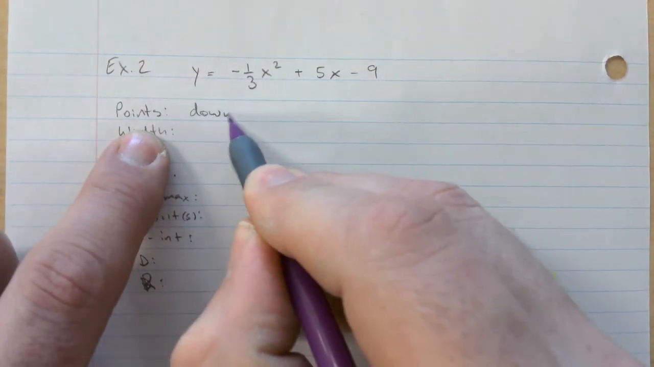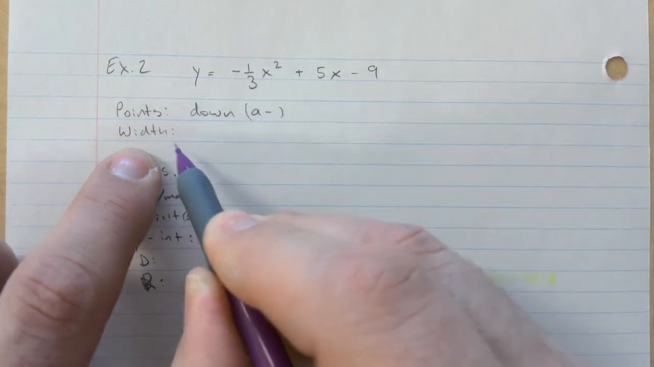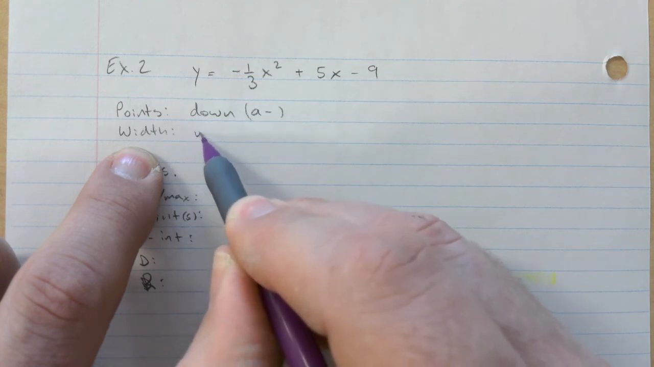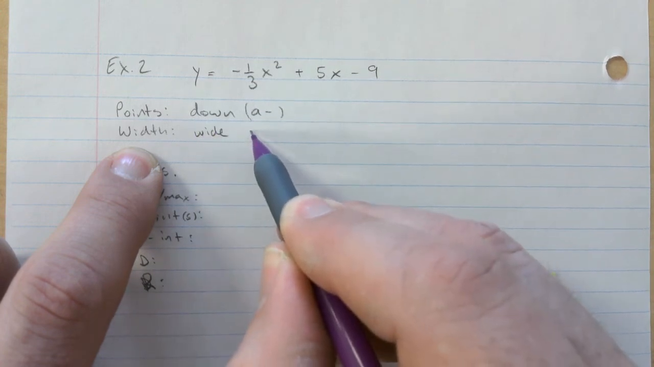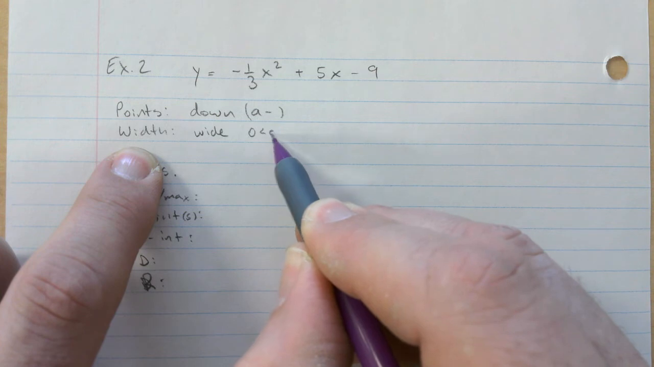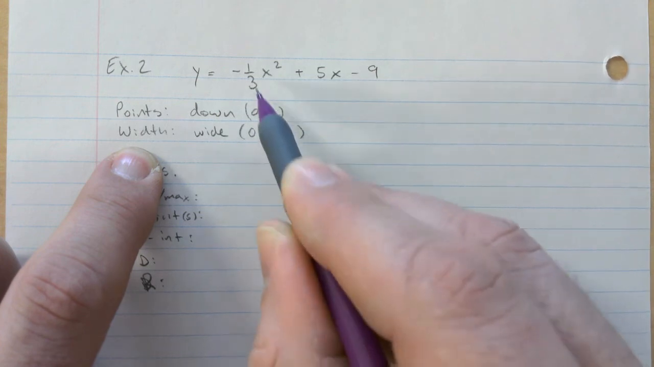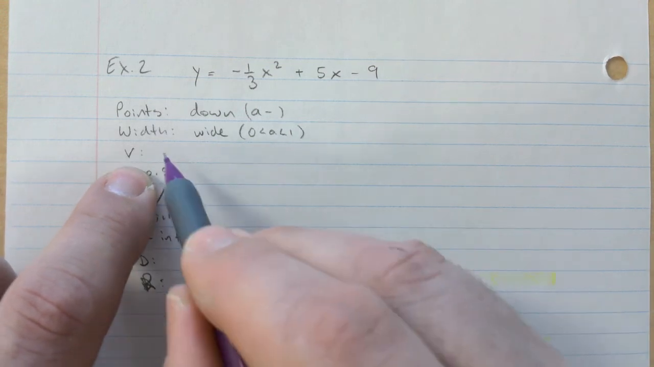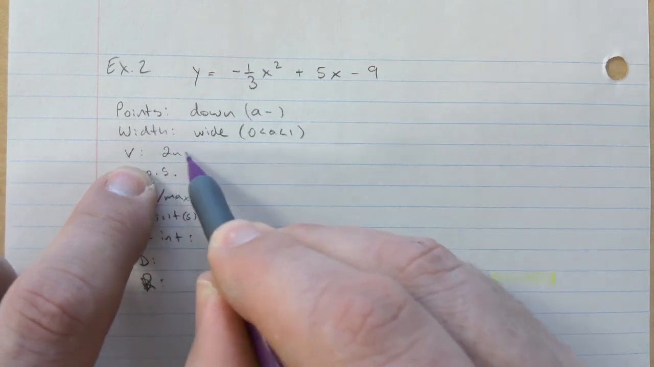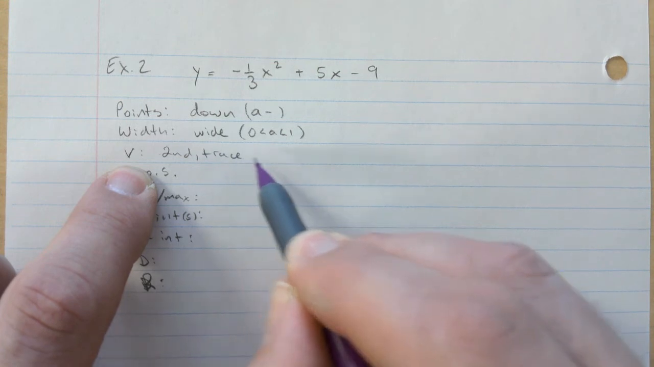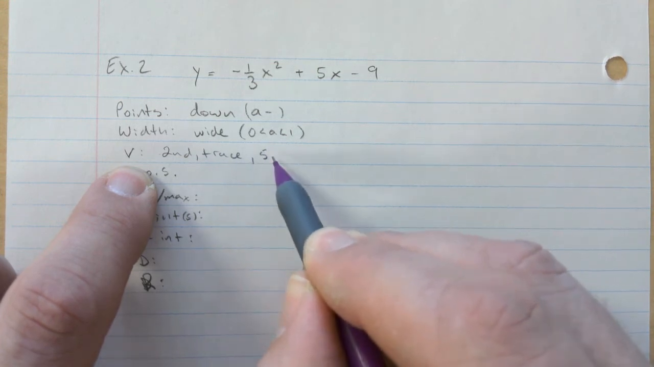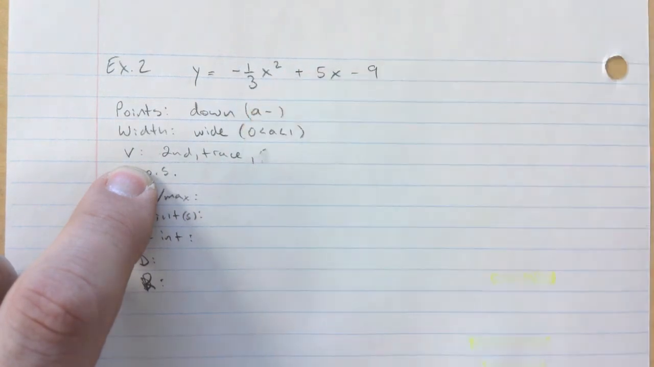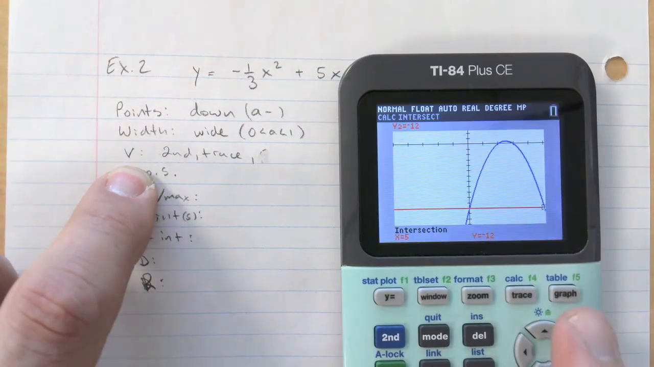So this is going down because A is negative. Just looking at the value, it is wide because A is between 0 and 1, right? So that's 0.33. So that's between 0 and 1. It's going to be wide. To get the vertex, it's second trace. No, sorry, it's not second trace 5. I'm getting it all mixed up. But it is Friday, so that happens on Fridays.